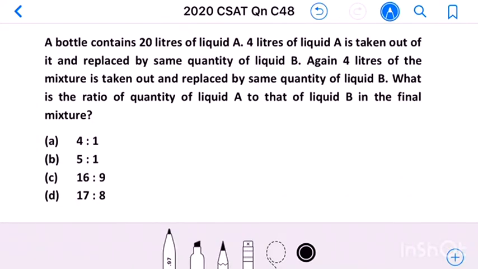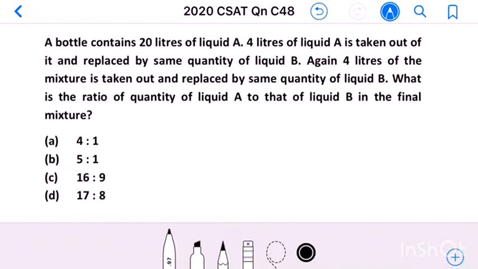Question number 48. A bottle contains 20 liters of liquid A. 4 liters of liquid A is taken out of it and replaced by the same quantity of liquid B. Again 4 liters of the mixture is taken out and replaced by the same quantity of liquid B. What is the ratio of quantity of liquid A to that of liquid B in the final mixture?